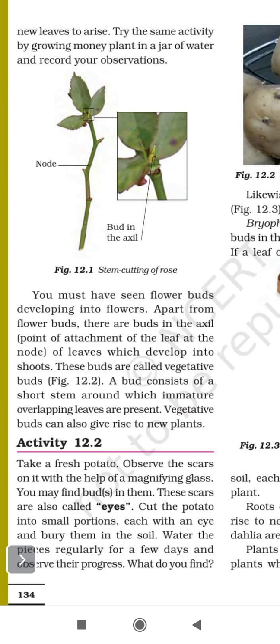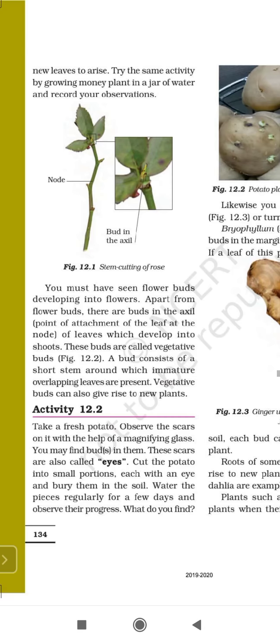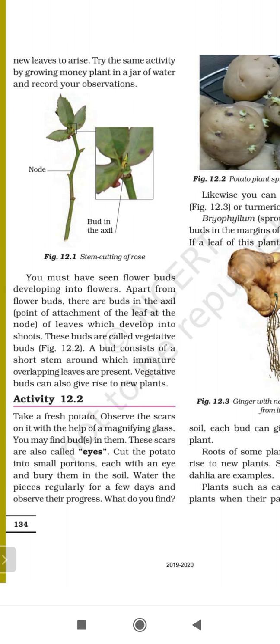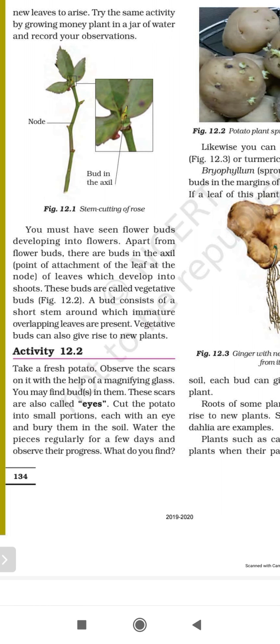Now these buds are called vegetative buds. So this bud consists of a short stem, right? So these are vegetative buds, it will give rise to a new plant. So again a new plant will grow from this. This is how a rose will grow.